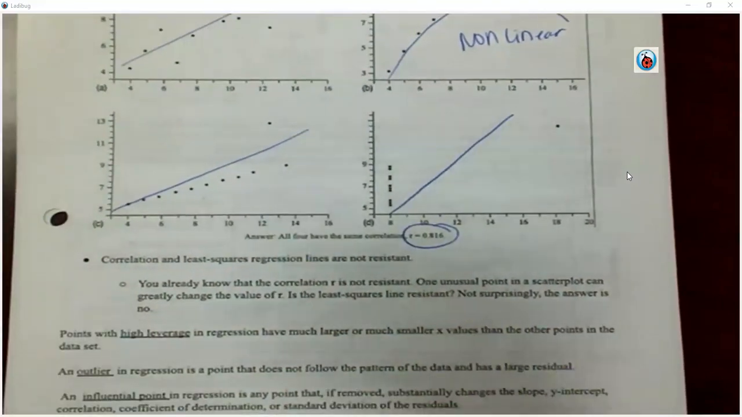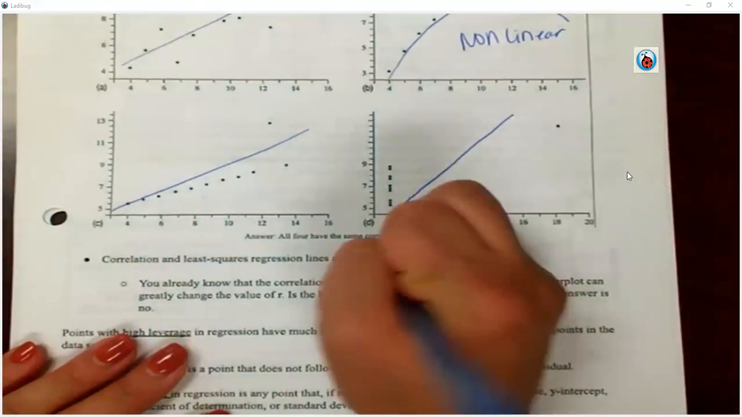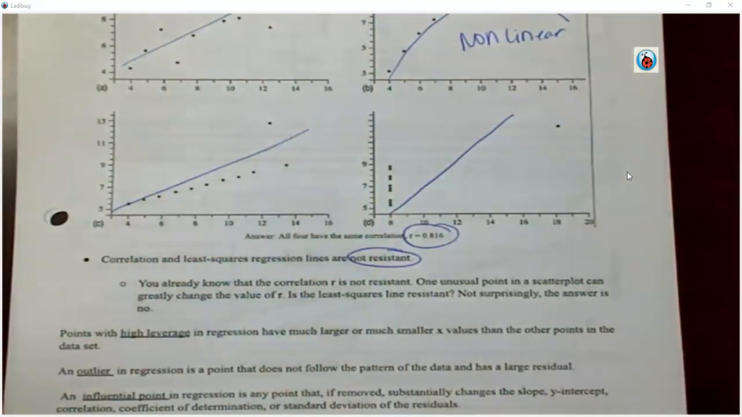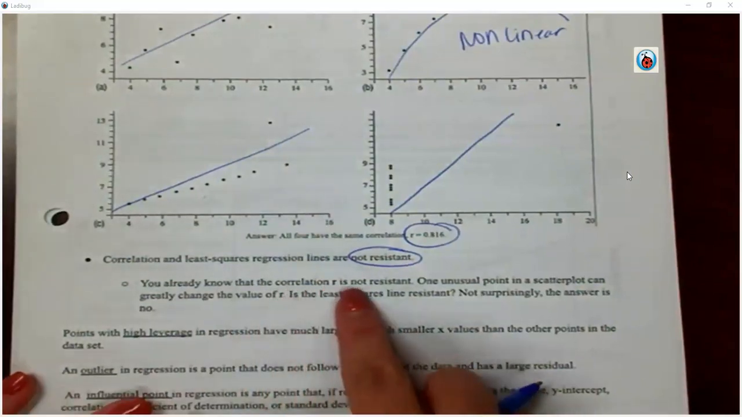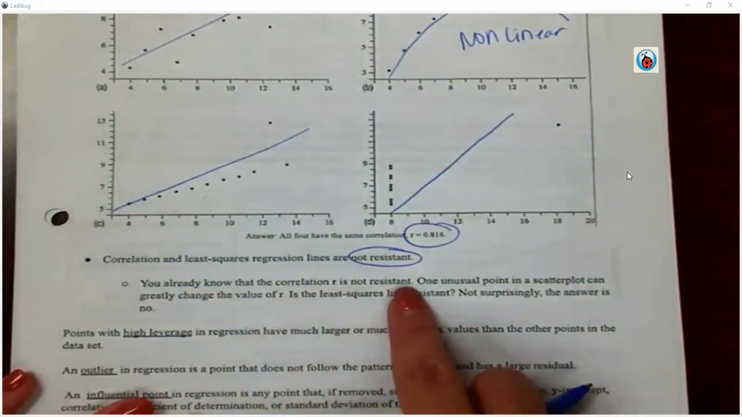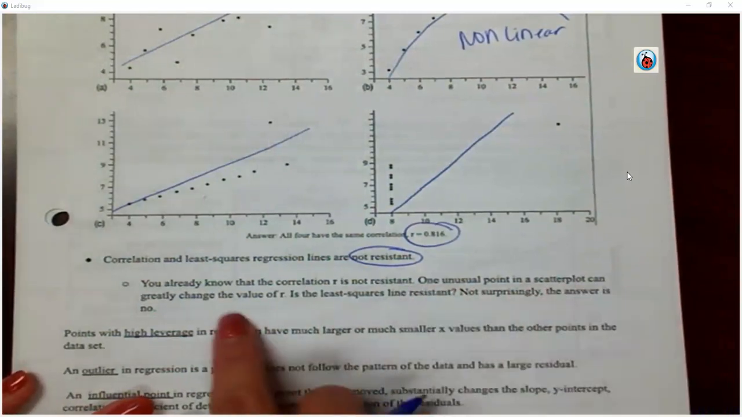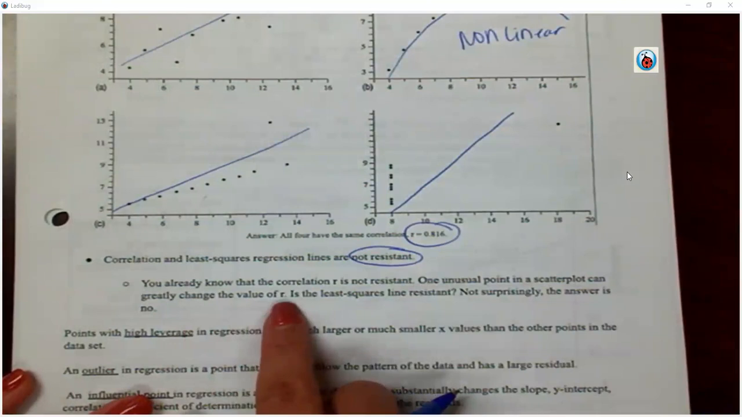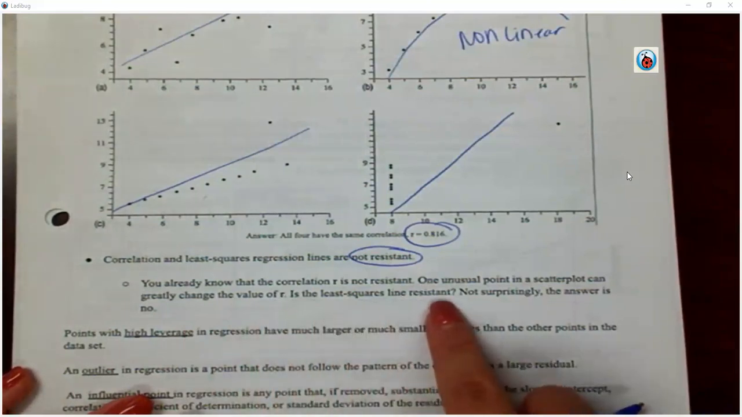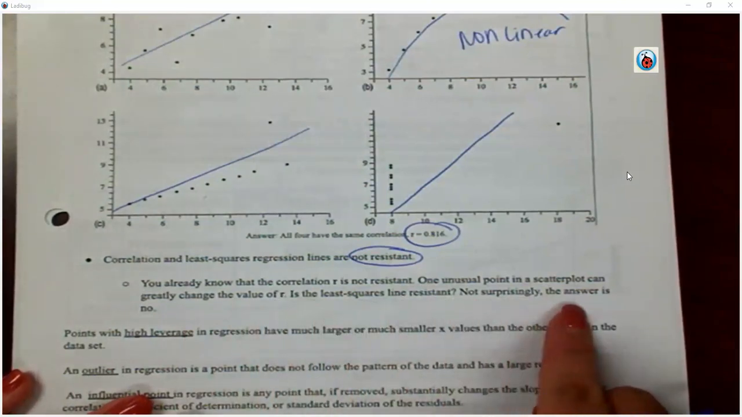Now, correlation and the least square regression lines are not resistant. That means you already know that correlation R is not resistant, so it's going to be impacted by your outliers. One unusual point in a scatter plot can greatly change the value of R. Is the least square regression line resistant? No. Okay, the answer is no.